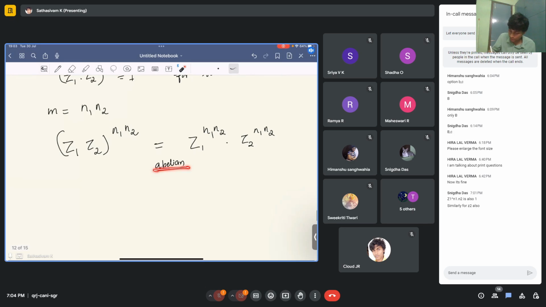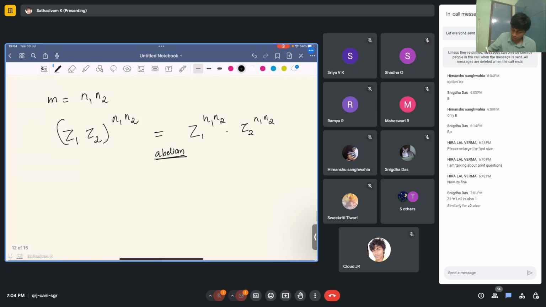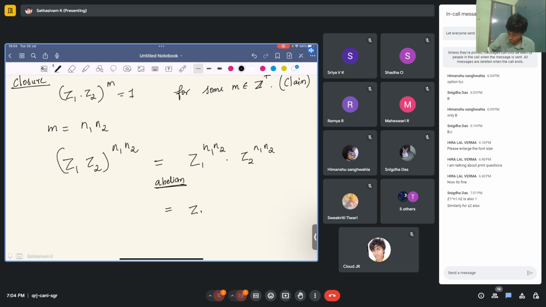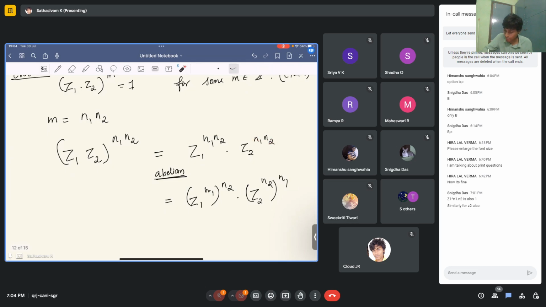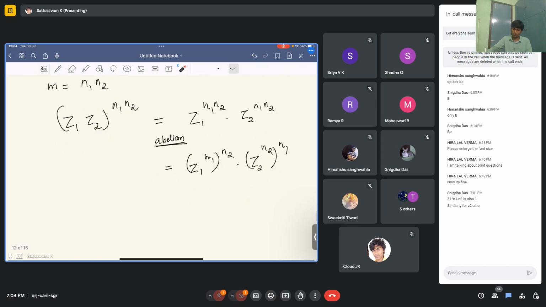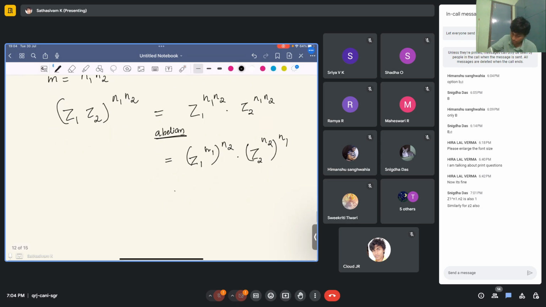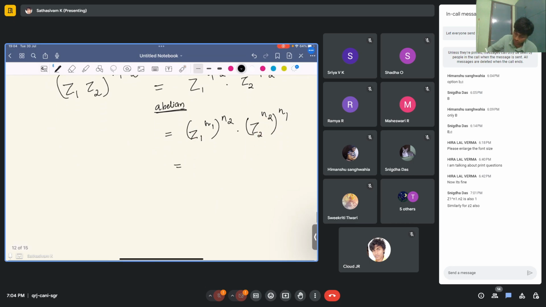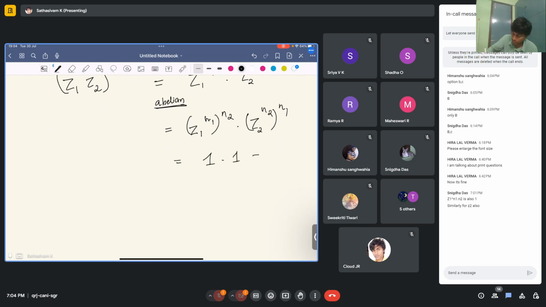Since your group is abelian, you can split. And this you can write as z1 N1 power N2 times z2 N2 power N1. So this N1 and N2 you can also swap, because this is a product of natural numbers, so you can swap it. And we know that this is 1 and this is 1, so entirely it is 1 dot 1, which is 1.